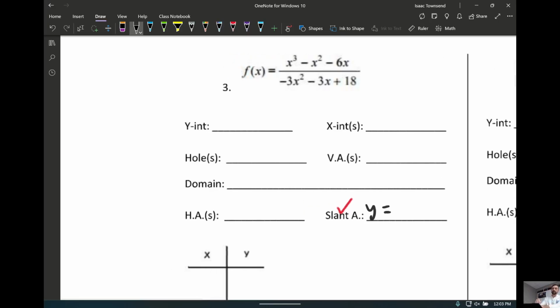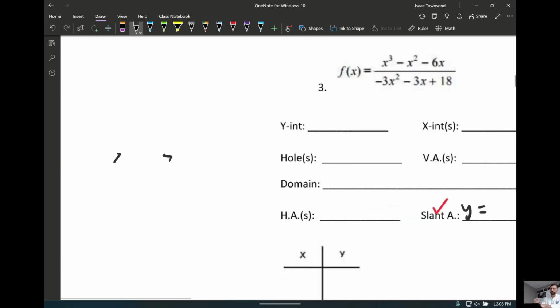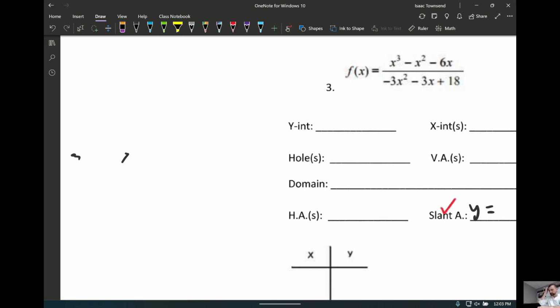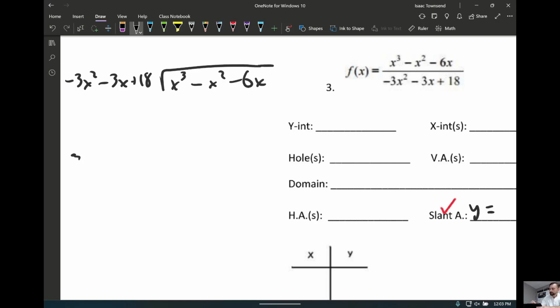So out to the side, if I can make myself some space here, I'm going to do long division and try to divide this into that. Now, to be honest with you, this one has some fractions, and usually when we do these they are not going to have fractions, but that's okay. It's good practice.